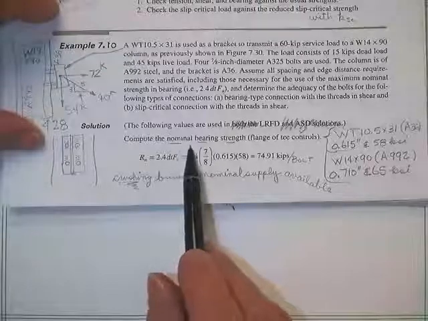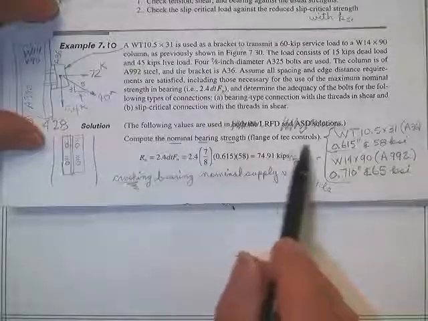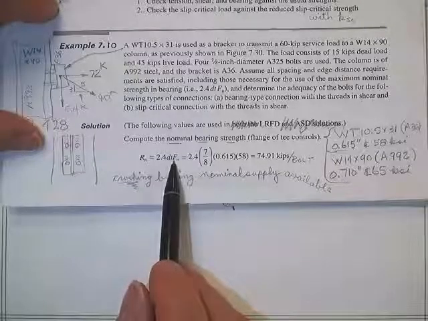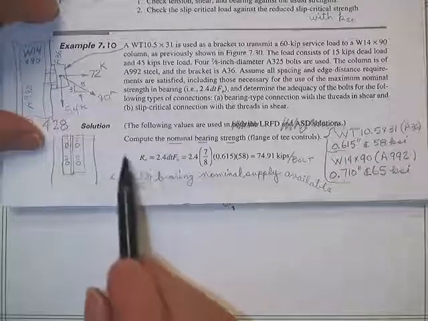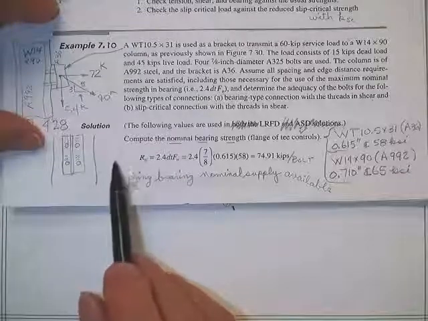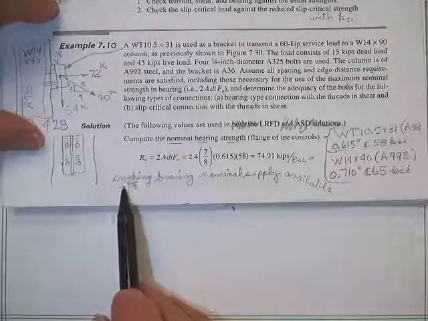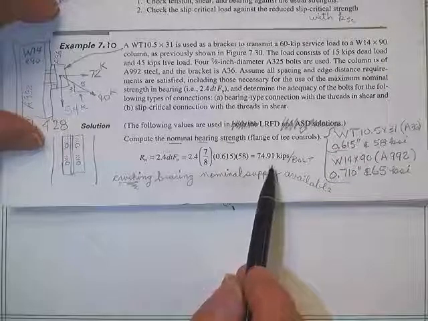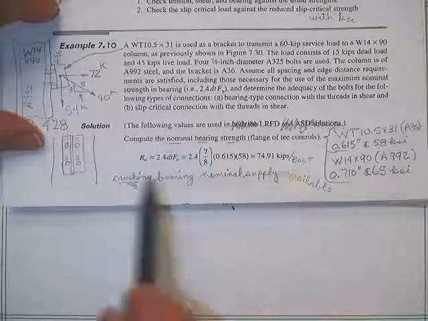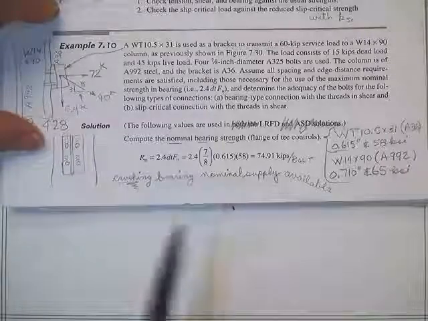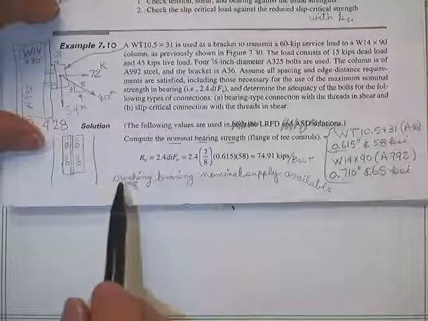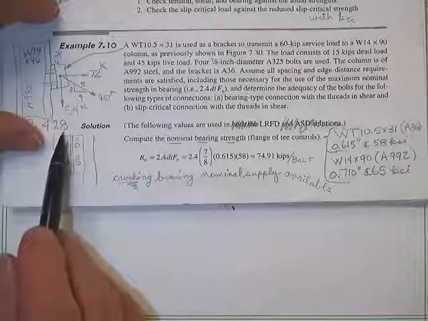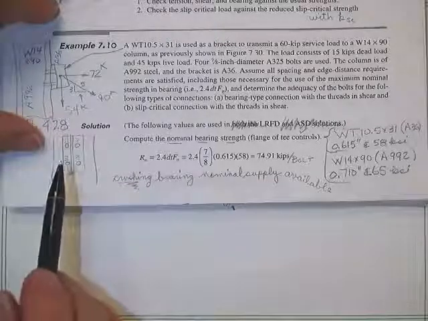So to compute the nominal bearing strength, the flange and the T, I have two choices. I have 2.4 d t F sub u, and I have that other thing depending on the length of the plug in front. Looks like he's not going to bother with that. And I say, you'd better go check those little plugs, make sure they don't pull out. He says, they won't pull out. I said, how do you know? He says, I'm going to design this thing, and when you tell me the little plug is going to pull out, I'm going to make the thing longer so it doesn't pull out.